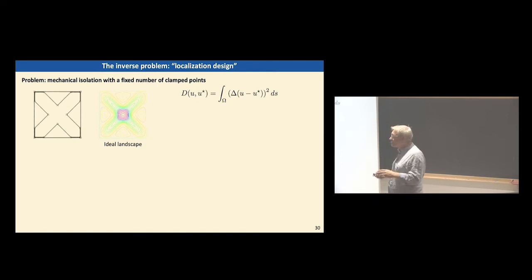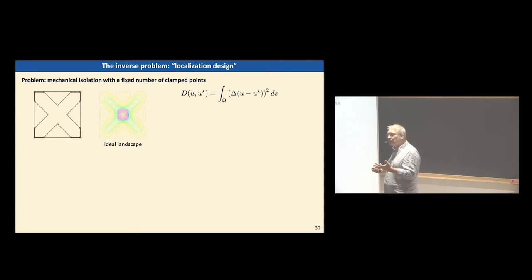Because if you say, for example, this was a game that we played with the interns that we had at the time. It was a small project. Let's say you have a plate like this and you want to mechanically isolate a region from another. But to do that, you cannot just put barriers. You have just pins that you can clamp, individual points, and you have a fixed number of individual points that you can clamp in your plate. Where do you put your pins so that you have maximal isolation between this part and this part?